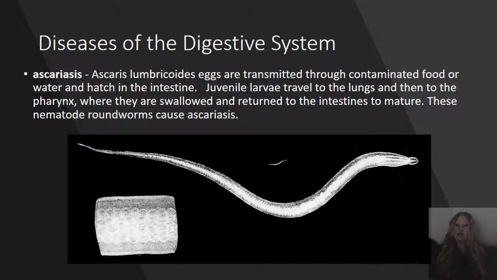Aspergillosis is a disease of the digestive system that is transmitted through contaminated food or water. This is due to the Ascaris lumbricoides eggs, which are transmitted through contaminated food or water and hatch in the intestines of the person that ingested it. Juvenile larvae travel to the lungs and then to the pharynx, where they are swallowed and then return to the intestines to mature. These nematode roundworms cause Aspergillosis.